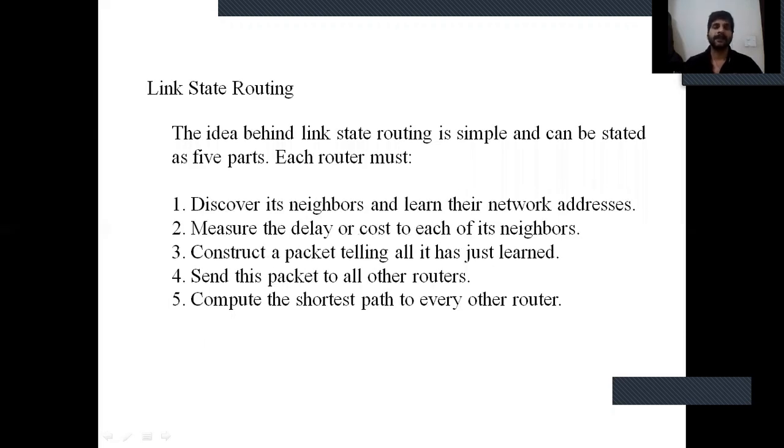The idea behind the link state routing algorithm is simple and can be stated in 5 parts. First, each router must discover its neighbors and learn their network addresses. Second, measure the delay or cost to each of its neighbors. Third, construct a packet telling all it has just learned. And fourth, send this packet to all the other routers and compute the shortest path to every other router. These are the basic properties and process of the link state routing algorithm. So these methods are explained with the help of an example.